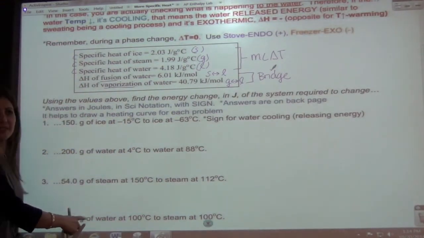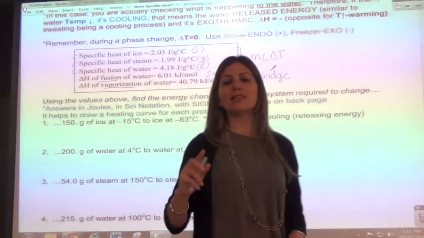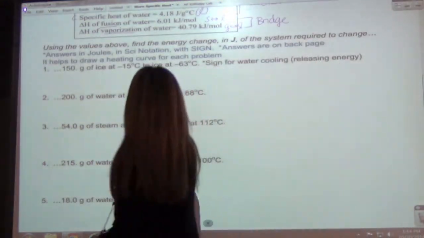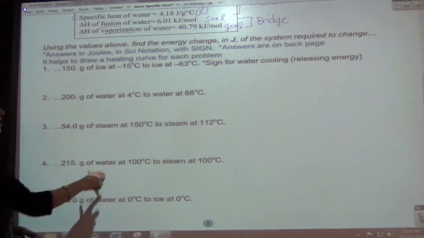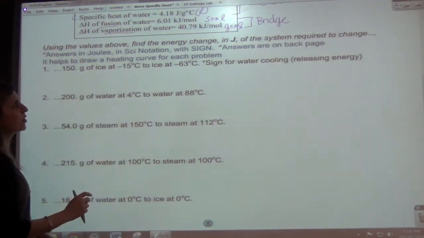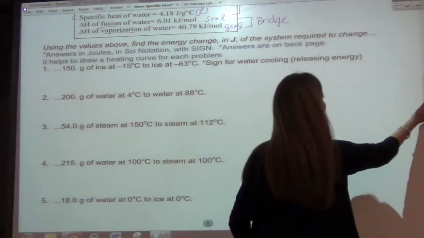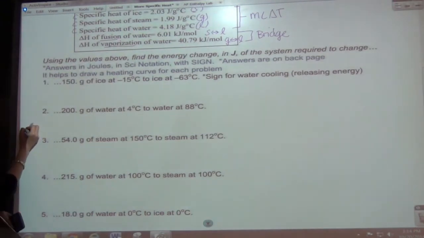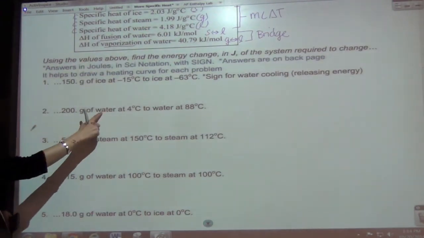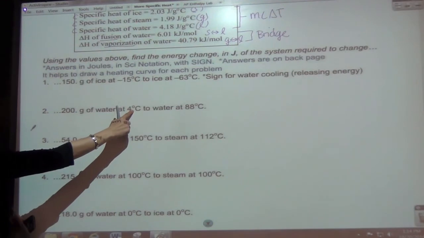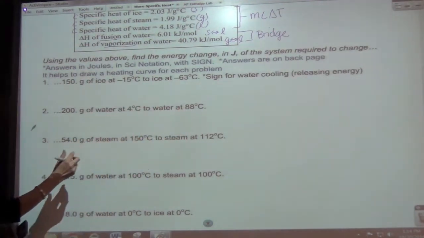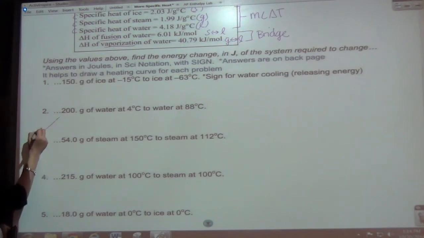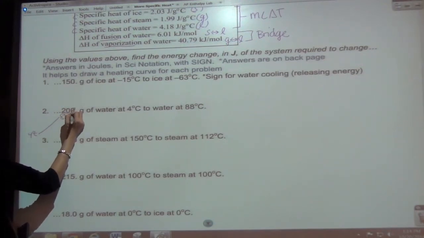These problems on this front side are all one-steppers, okay? Let's do one of each type. Let's take a look at maybe number 2. It says that you have 200 grams of water at 4 degrees Celsius, and you're going to water at 88 degrees Celsius. Okay. We're going to draw a heating curve before we do this. So over here in the margin, we're at water at 4 degrees Celsius, and it's still liquid water at 88 degrees Celsius. So all we're doing is this. Our water is at 4 degrees Celsius, and our water is going up to 88 degrees Celsius.